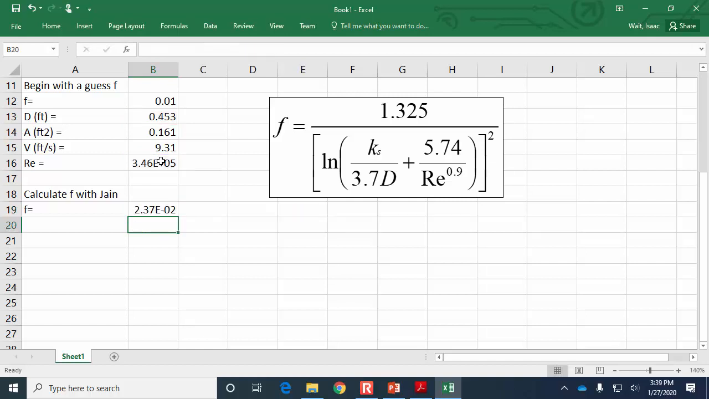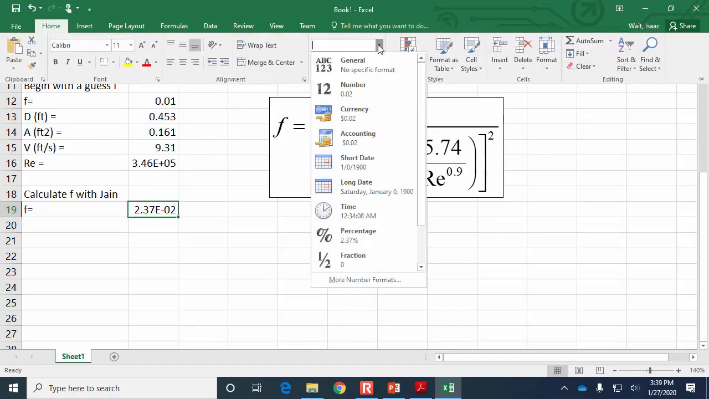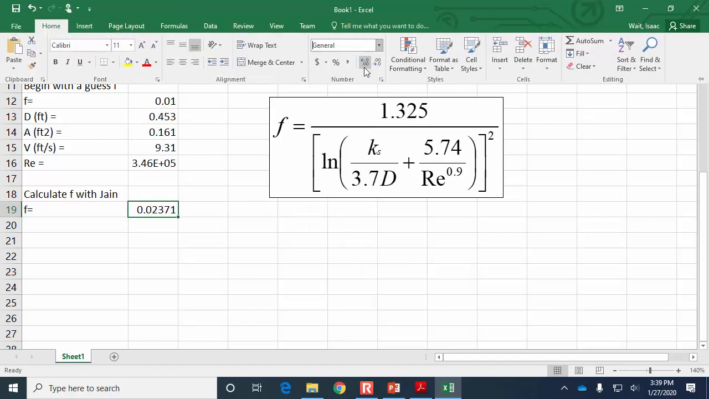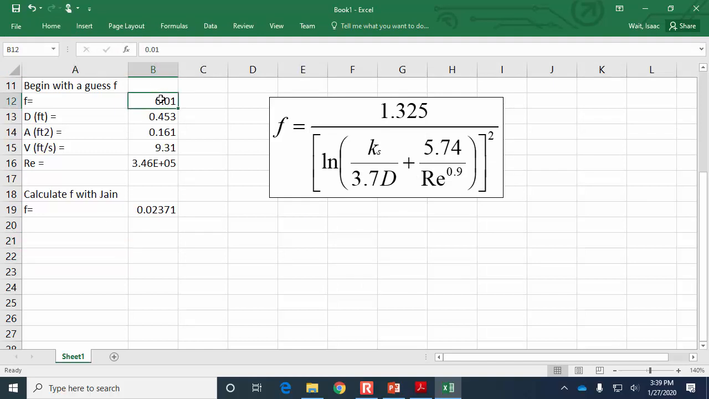So we calculate this new F value. Let me express that. I want to see it, not scientific, just general. Okay, so instead of 0.01, now it's saying 0.0237. Good.